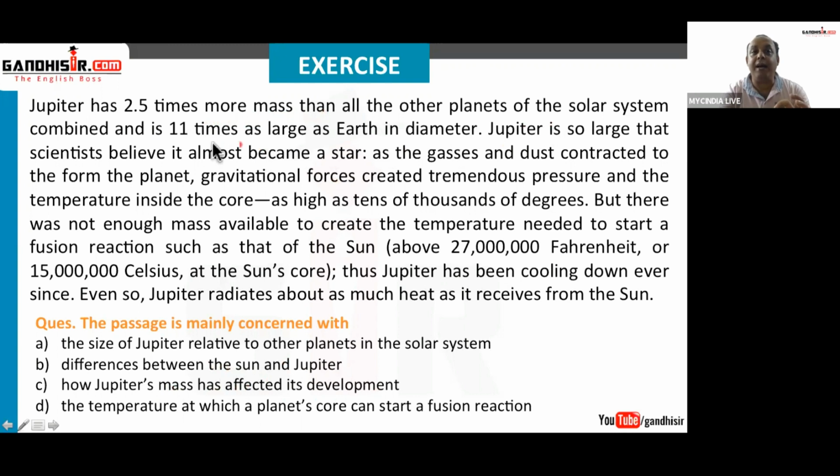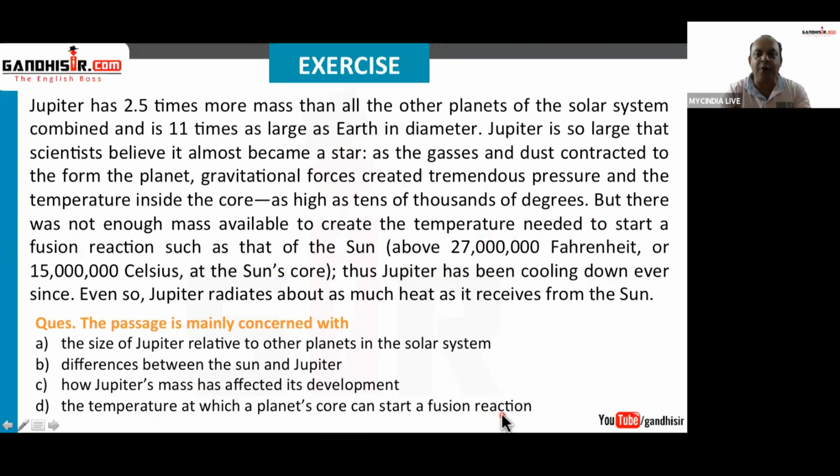If you started from here, 2.5 times more mass than the other planets, and 11 times as large as Earth in diameter, it means, understood from here, it is talking about Jupiter's mass. क्या effect हुआ its development? Yes, see here, it is down here because not enough mass available to create. Thus, result देखिए, Jupiter has been cooling down ever since. It means affecting its development. Okay, so third, definitely the answer is. Let's check fourth one: the temperature at which a planet's core can start a fusion reaction.